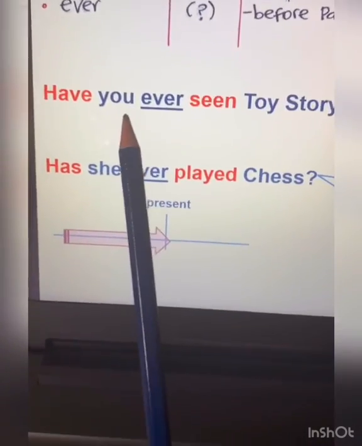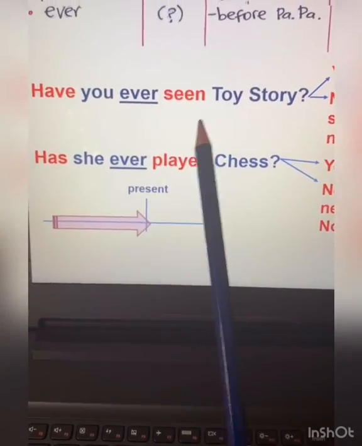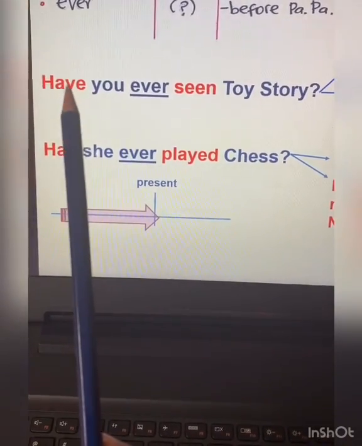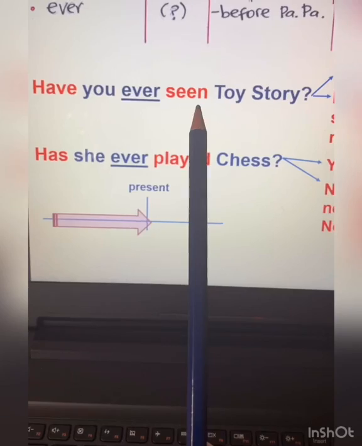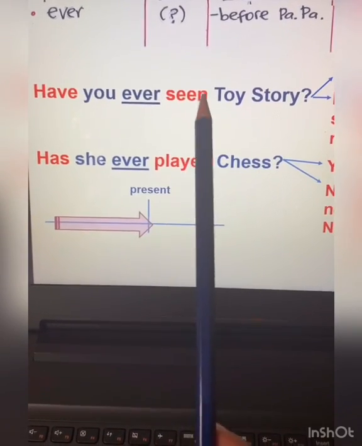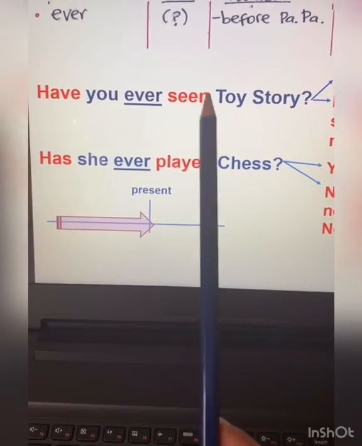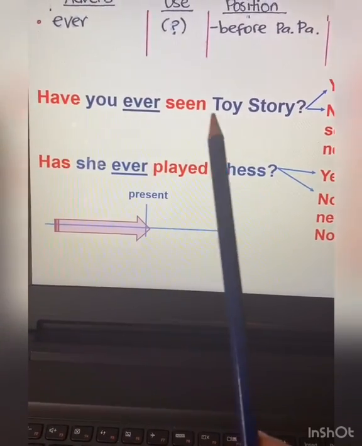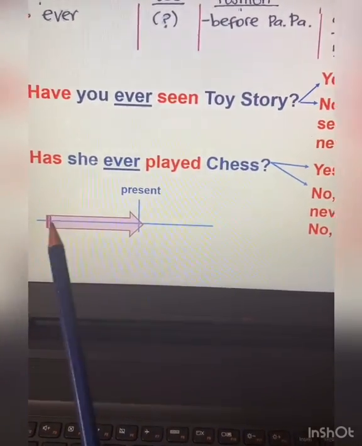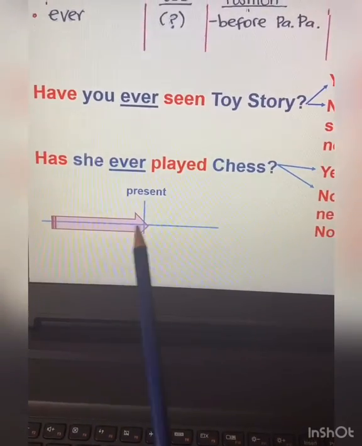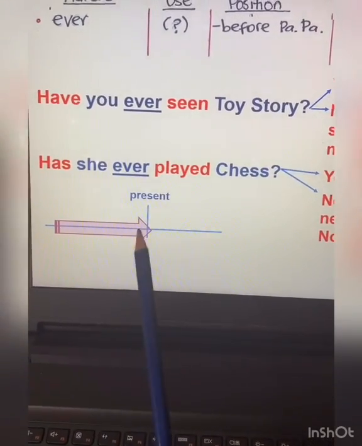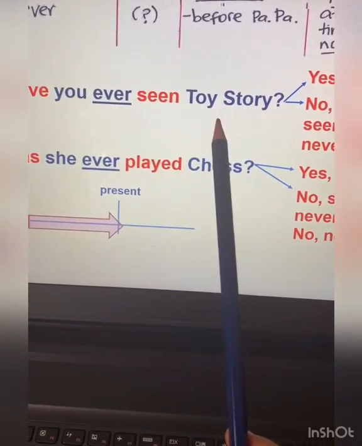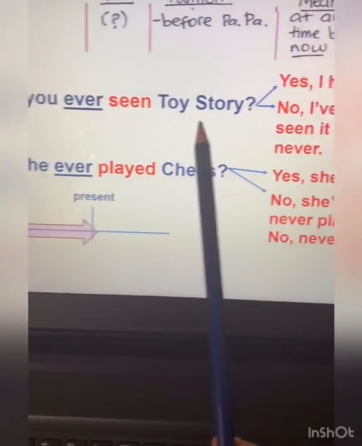So here's the example. Have you ever seen Toy Story? So you see I have my yes/no question, helper, subject, verb, and ever always goes before the past participle and after the subject, okay? So have you ever seen Toy Story? What I'm trying to say is that at any point before the present, did you see this movie? Okay? So have you seen Toy Story? Have you ever seen Toy Story?